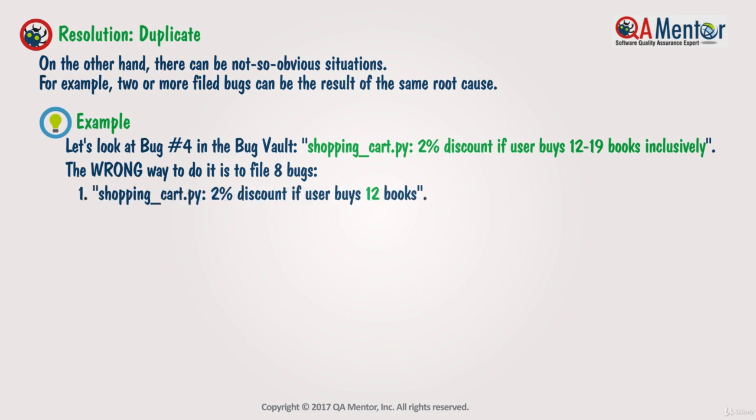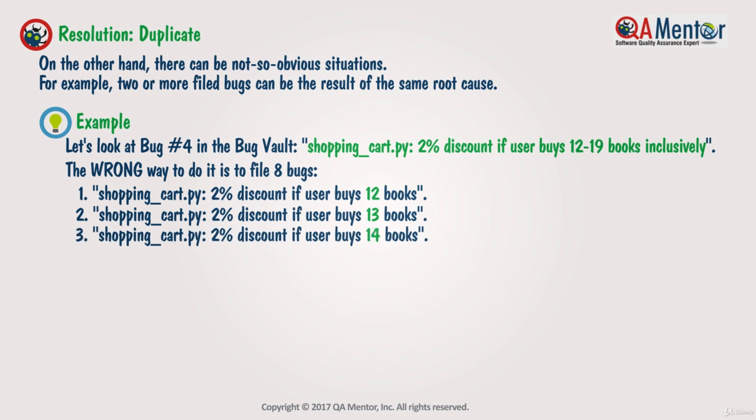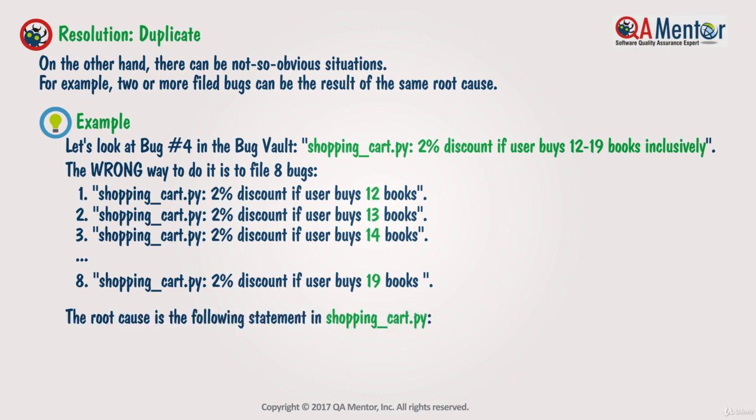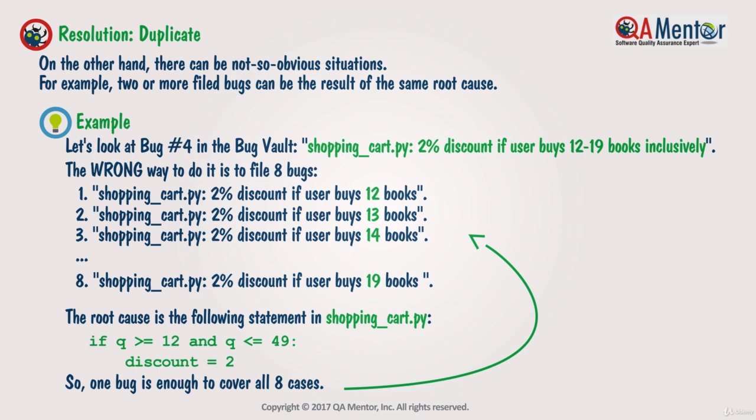1. Shoppingcart.py, 2% discount if user buys 12 books. 2. Shoppingcart.py, 2% discount if user buys 13 books. 3. Shoppingcart.py, 2% discount if user buys 14 books. 8. Shoppingcart.py, 2% discount if user buys 19 books. The root cause is the following statement in shoppingcart.py. If Q more or equals 12 and Q less or equals 49, discount equals 2. So 1 bug is enough to cover all 8 cases.